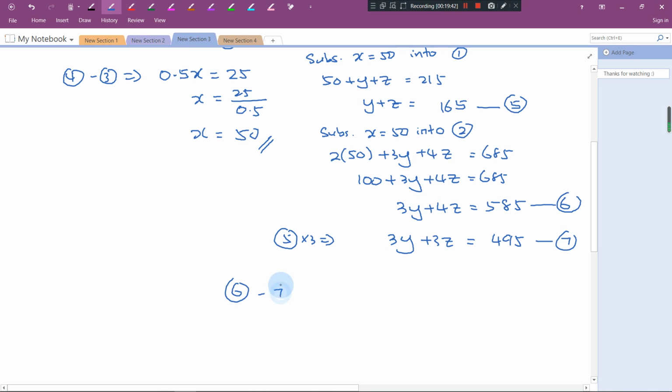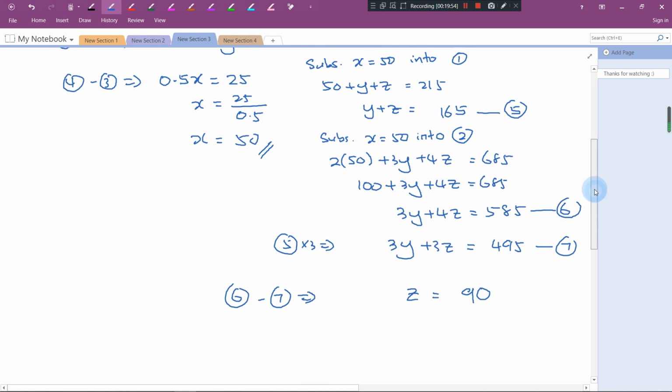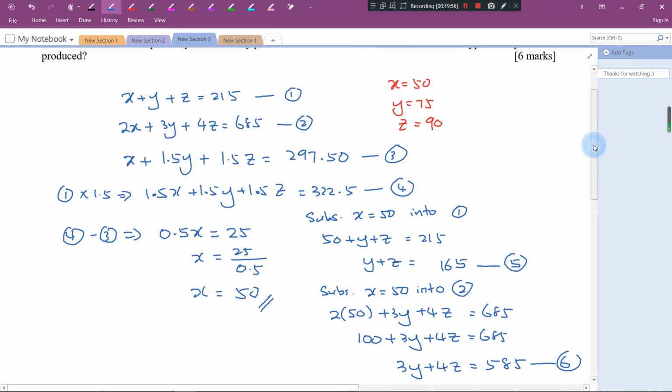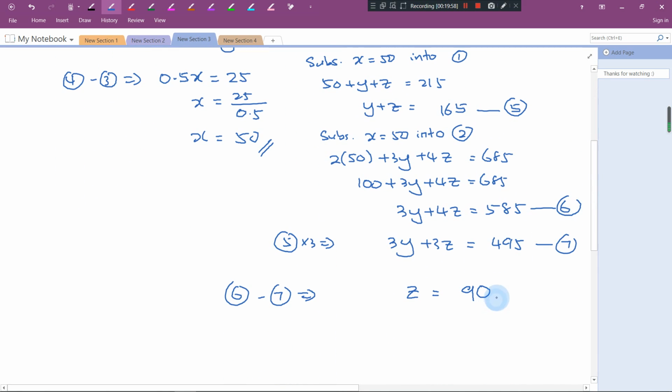6 minus 7. 3y minus 3y, no more y. 4z minus 3z, I will have 1z. So this is 90. Z is equal to 90. Okay, let me check correct or not. Z is 90. Okay, correct. Then we can proceed.